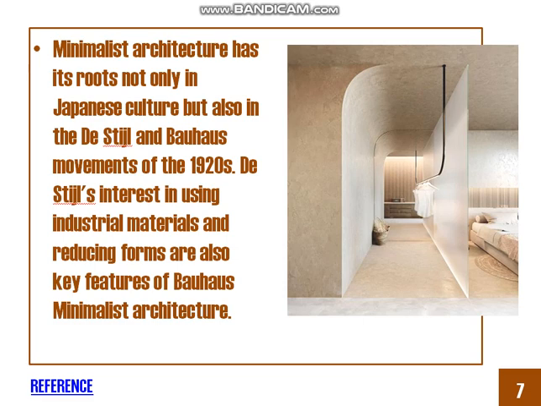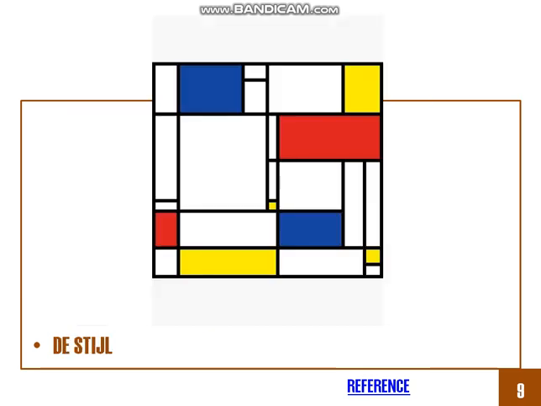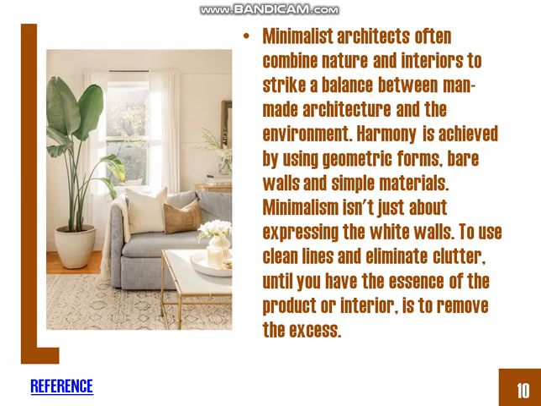Minimalist architecture has its roots not only in Japanese culture but also in the De Stijl and Bauhaus movements of the 1920s. The interest in using industrial materials and reducing forms were also key features in Bauhaus minimalist architecture. This is minimalism in Bauhaus. This is minimalism in De Stijl.